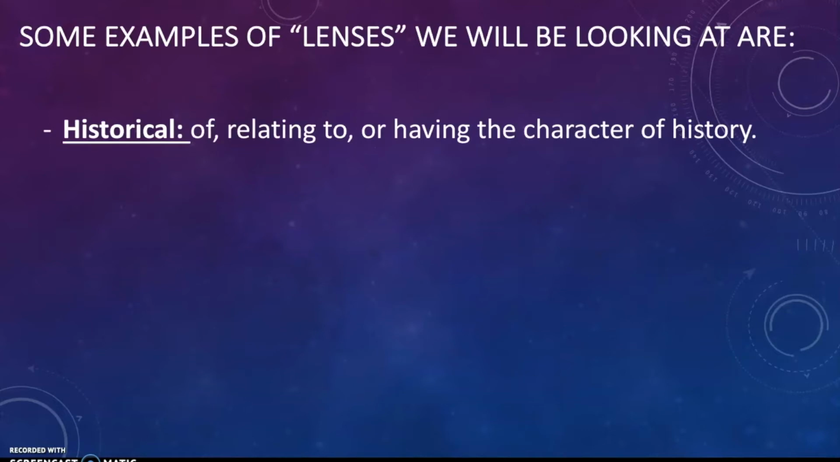The next lens is historical. This play takes place in the past, so we can look at the historical context, relating to or having the character of history. We can look at it as a thing that happened in the past and possibly how it relates to our future today.